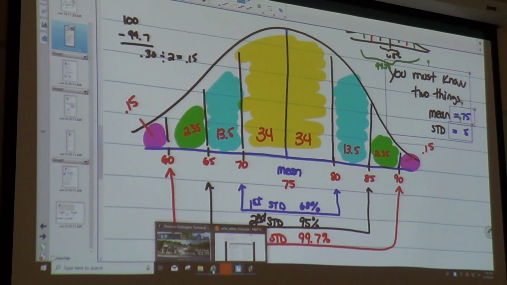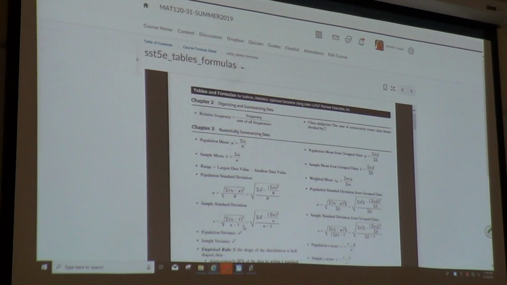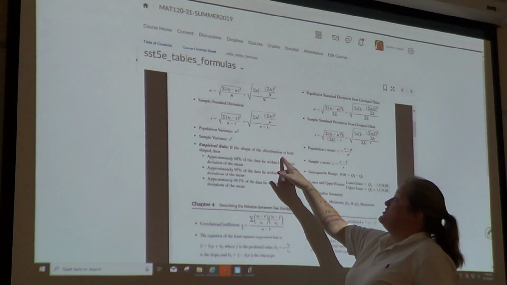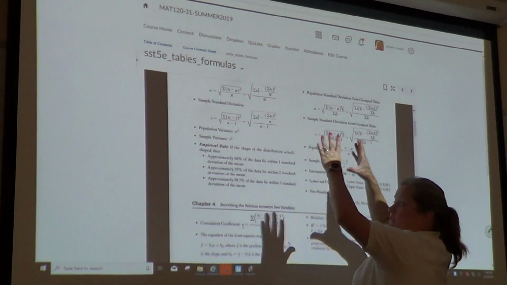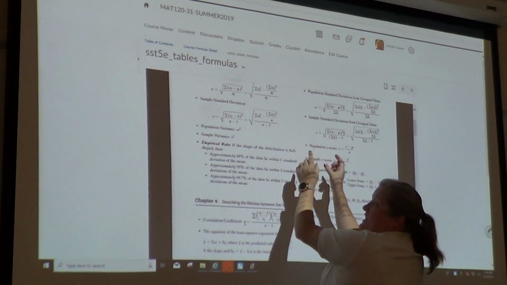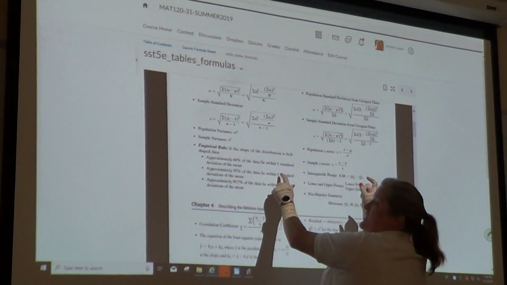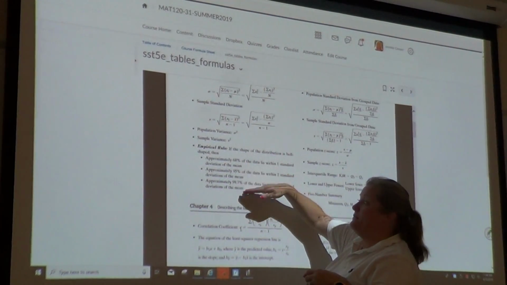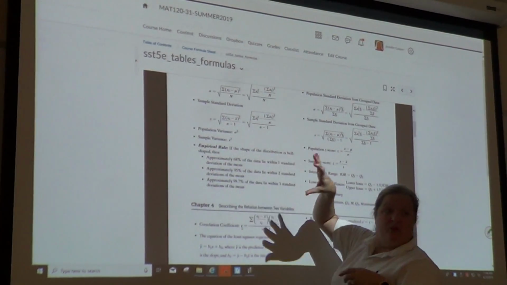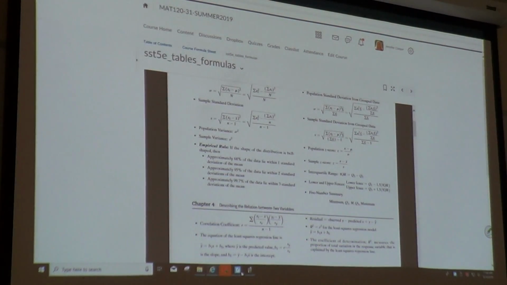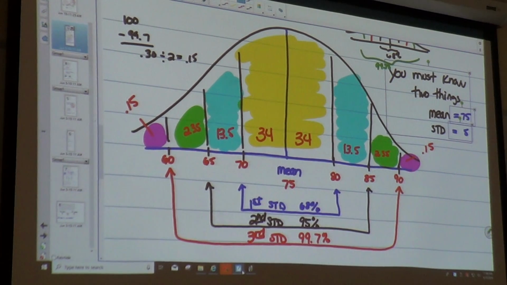Now, I'm going to go away for just a second, but I'm going to come right back. On your formula sheet, I do have that the empirical rule is the distribution of a bell-shaped curve. 68% is 1 deviation on either side, 95 is 2 deviations, and 99.7 is 3 deviations. So you don't have to remember the numbers. That's on your formula sheet. But if you want to remember each little section, you will have to remember that.